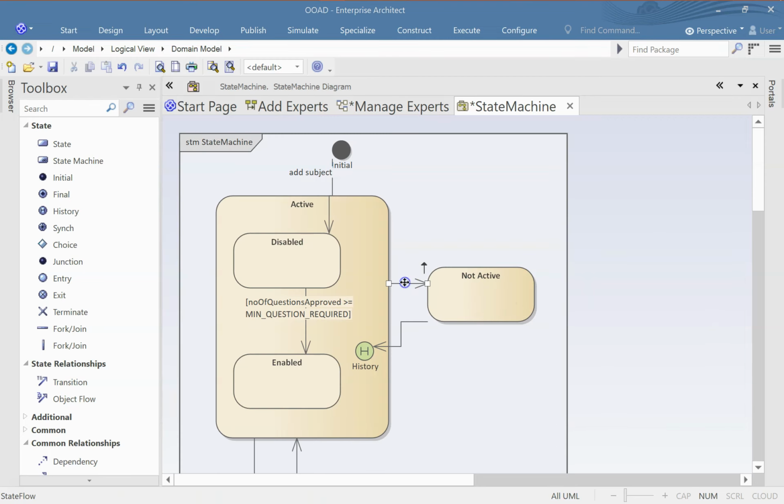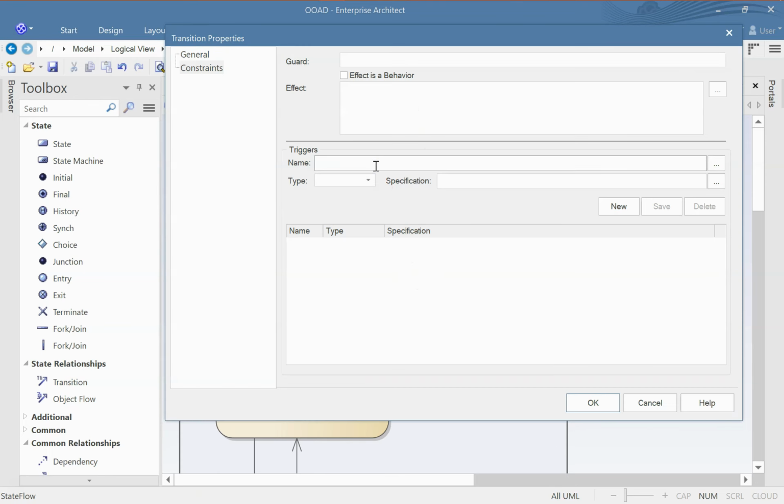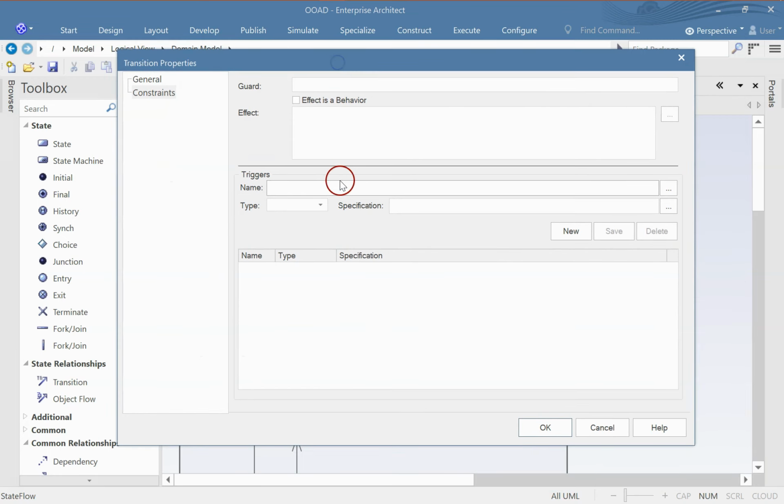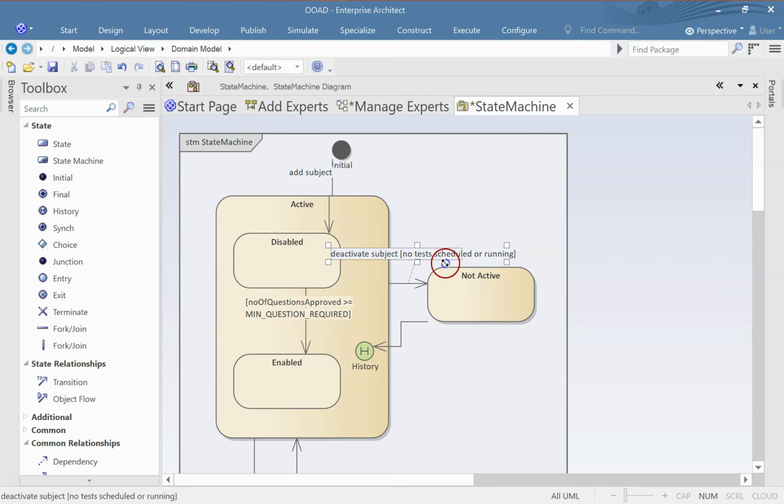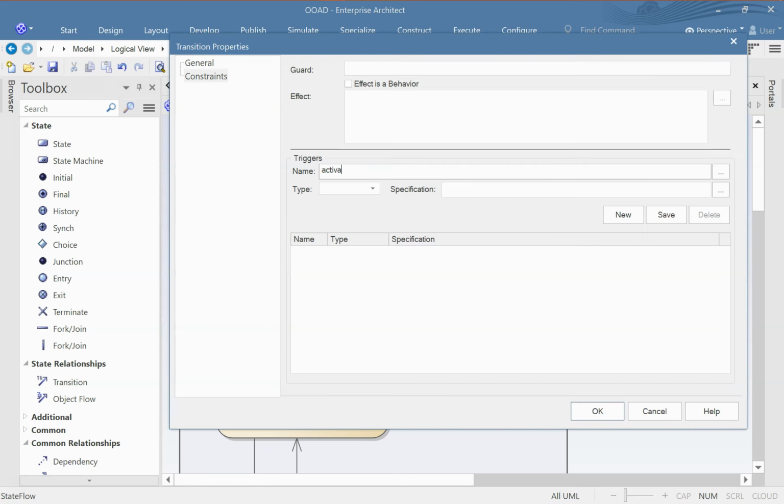What event will trigger this transition? That means going to inactive. The event would be deactivate, activate subject. Any condition? No condition required. Yes, guard condition would be no tests scheduled or running, right? There should not be any tests which have been scheduled or which are running. When will this come back? Okay, activate subject is the trigger.